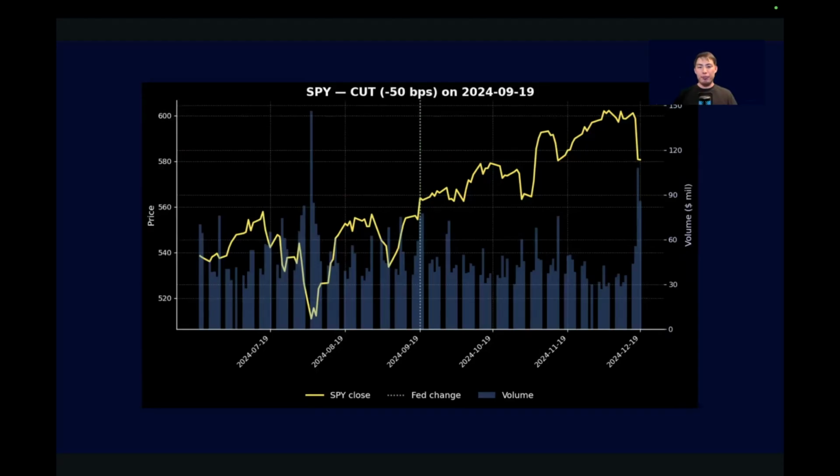So in 2024, we saw that equities were already at an all-time high going into the Fed FOMC meeting, but the Fed cut 50 basis points anyway, and we saw largely higher returns for SPY in the following 3 months into December. Although there was a bit of volatility along the way, the overall direction was up.